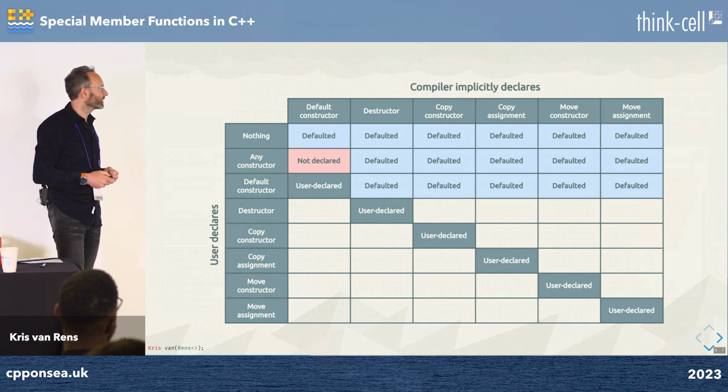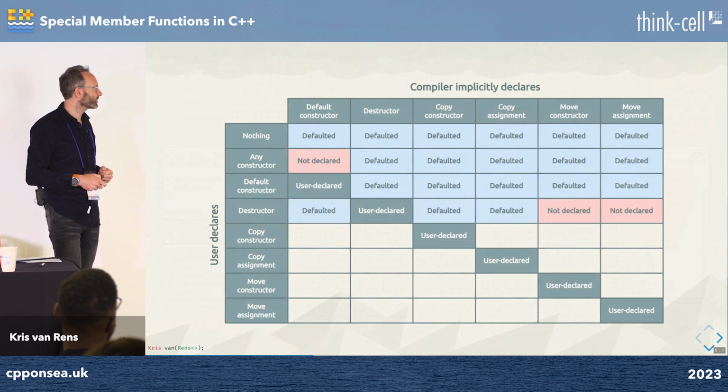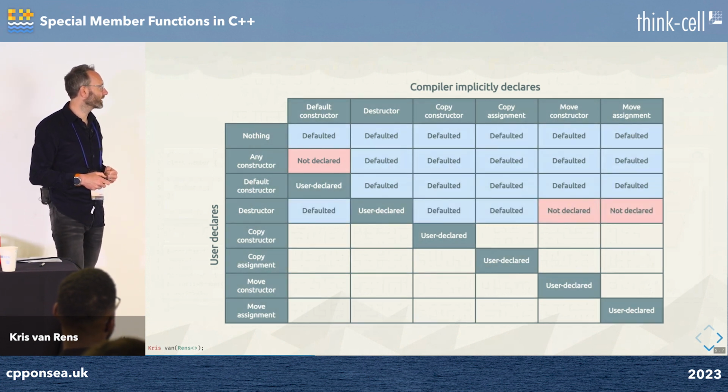But things become more interesting once we get to the next row. So if we user-declare the destructor, we basically lose the move operations.